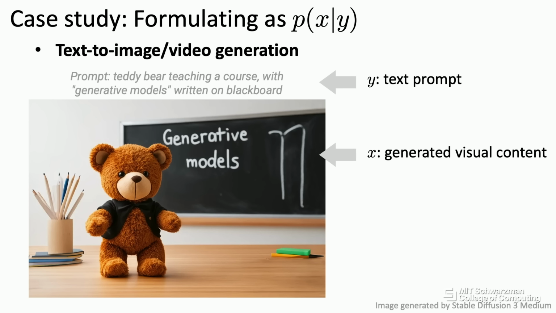Similarly, in the context of text-to-image generation or text-to-video generation, the condition would be the text prompt. It could be a sentence, a class label, or some attribute, and the output would be the generated visual content, such as an image or video. The output is higher dimensional and more complicated. So these are typical use cases.